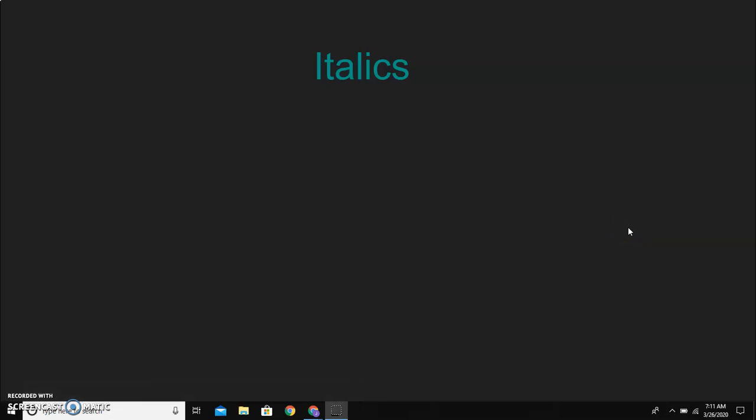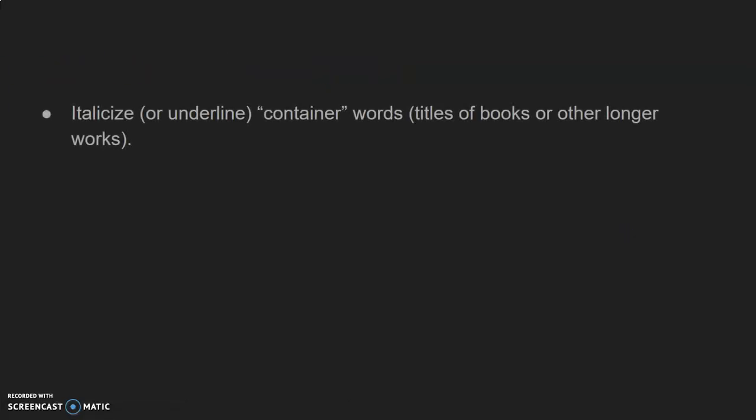Today we're going to talk about when to use italics, or when to italicize. We need to italicize or underline container words. We use the word container to help us differentiate between the names of works that are large, those would be the container words, and we would italicize them or underline them, and the smaller works that go inside. We've already talked about we would put those in quotation marks. So sometimes thinking of the larger works as a container helps to remember and differentiate.